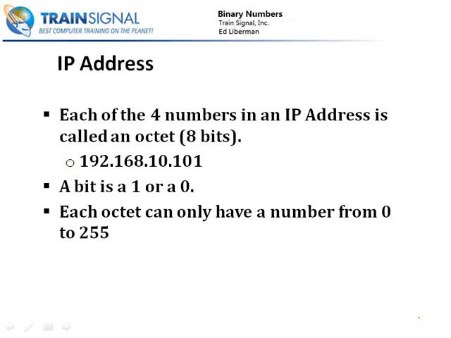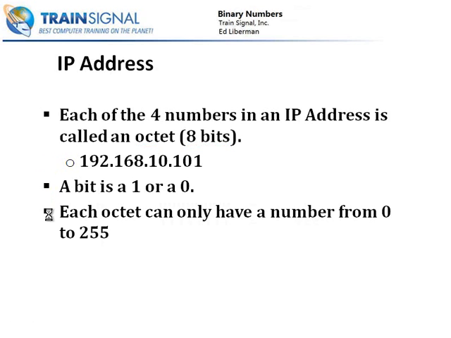So now let's see how this all relates to IP addresses. Well, each of the 4 numbers in an IP address is called an octet, or oct for 8, because each of the 4 numbers is an 8-bit binary number. So here we have an example of 192.168.10.101. Well, believe it or not, each one of those 4 numbers represents an 8-bit binary number. And as we talked about in binary, a bit is a 1 or a 0. So therefore, each octet can only have a number from 0 to 255.